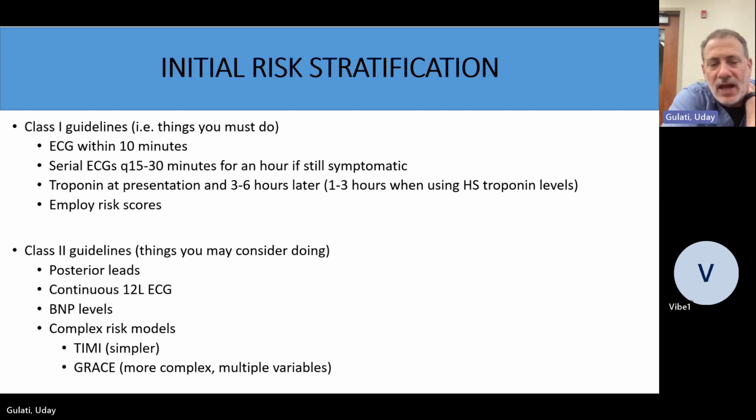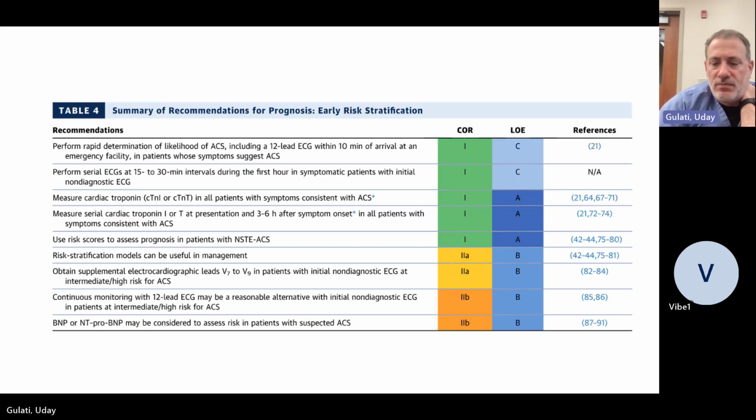BNP levels are often added. They may or may not help with risk stratification. And then the complex risk models like the TIMI score and the GRACE score should probably be used in patients with definite ACS. This is just a table form, and these guidelines all come from the ACC documents.